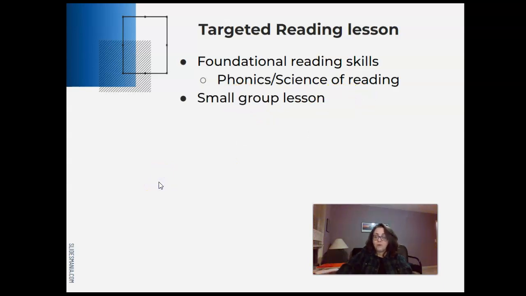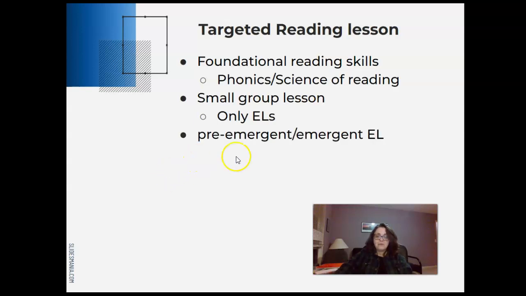It's going to be a small group lesson. And in your small group lesson, you're going to have only ELs, only ESOL kids, okay? And they're going to be the pre-emergent and emergent students. So they're like access levels, pre-emergent and emergent ELs, access levels 1.0 to 1.9. These are your lowest of the low ELs, all right?